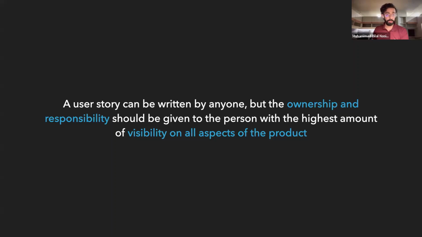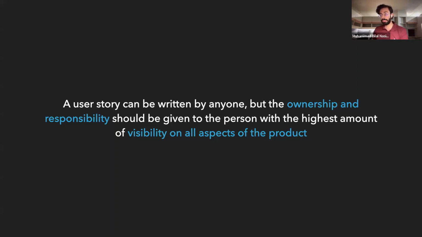So ideally, a story should be approved or passed by someone who has the highest amount of visibility, because only they can ensure that whatever detail is in the story is relevant for every single person on the team. Not every single person that will be working on that story, but every single person on that team.